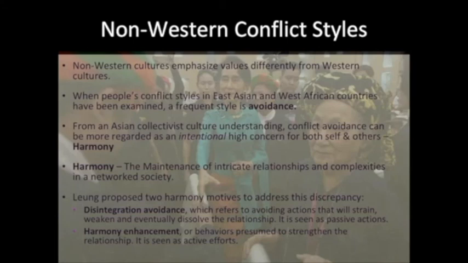So that really spawned some things, and Lung proposed two harmony motives to help address this discrepancy. The first one was this idea of disintegration avoidance. In other words, you don't want to strain or weaken or eventually dissolve a relationship. So you're doing these things as a way of being passive, but yet trying to avoid disintegration of the relationship. That's preventing the negative, and of course harmony enhancement is the other side of it, presuming that it's you wanting to strengthen the relationship.